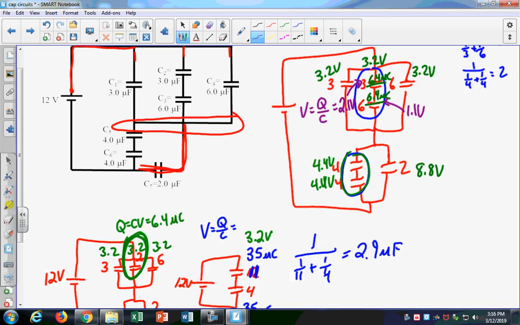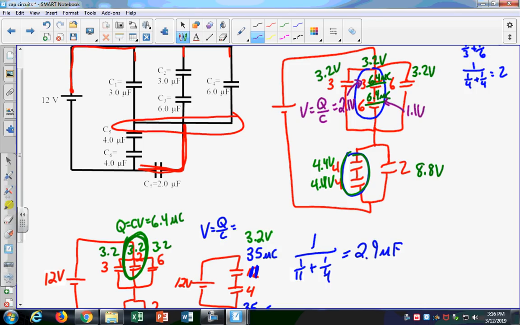Honestly, if I gave you this question, I'd probably ask you the charge or voltage on one of these capacitors. Because those are the most embedded, those are the hardest, right? Like you really have to know everything in order to answer those questions. You can't fake it.